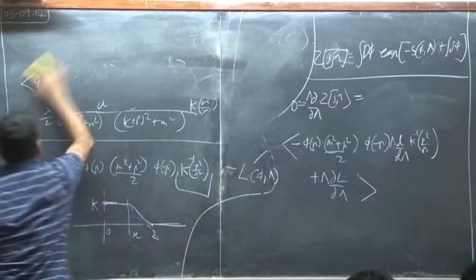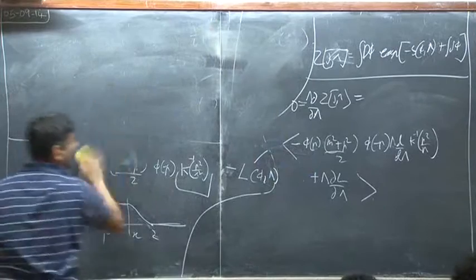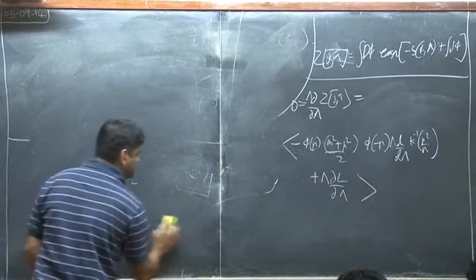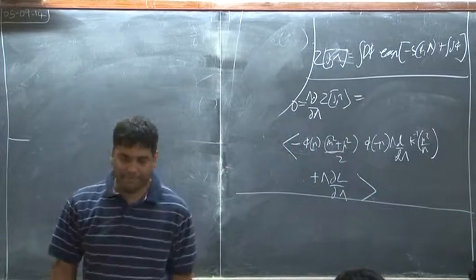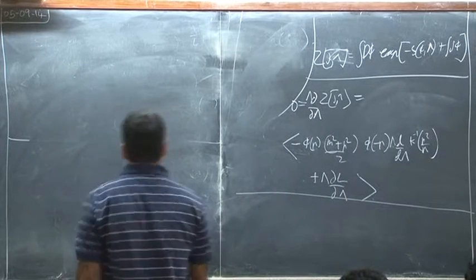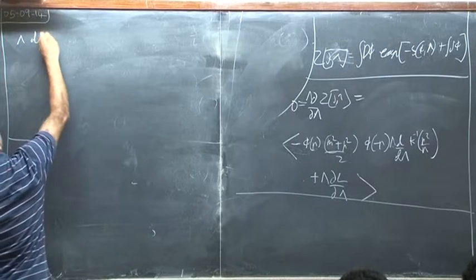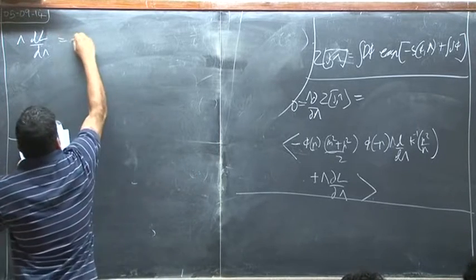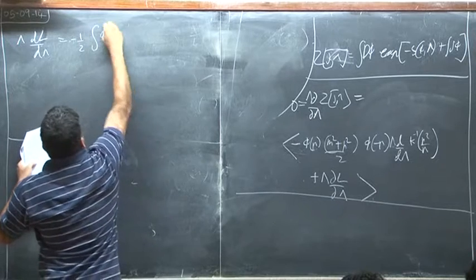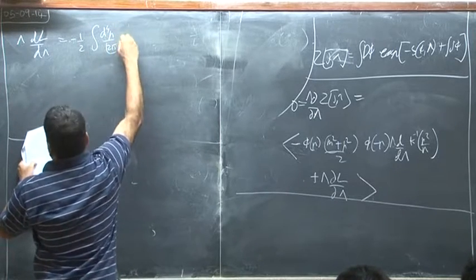Now I'm going to make a marvelous observation. We'll see how we could have thought of this. But first, I'll make the observation algebraically, and then we'll discuss it physically. The observation is this: suppose we choose lambda dL by d lambda to be given by minus half d4 b by (2 pi)^4.